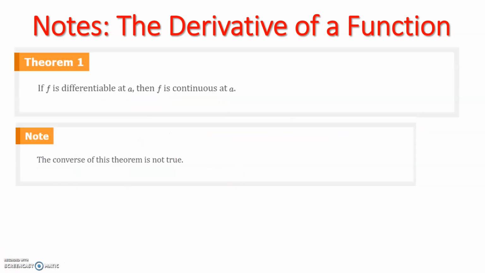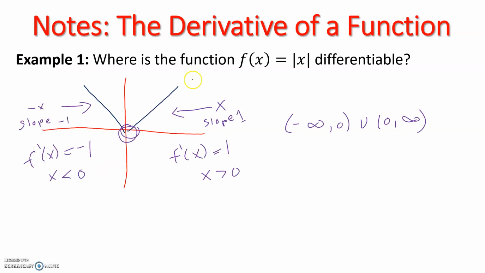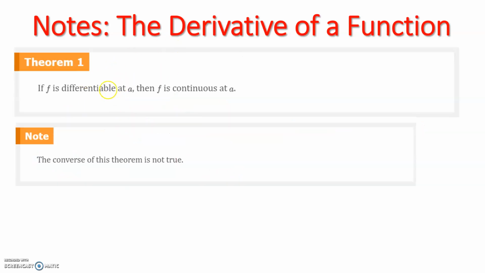All right, let's introduce a theorem. If f is differentiable at a, then f is continuous at a. Remember, continuity suggests that the function's curve has no jumps, no holes, no gaps. Note the converse of the theorem is not true. So continuity does not imply differentiability. As in the example on the previous page, this function was continuous. There was no hole at 0, but it was not differentiable. Okay? But if it is differentiable, then it must be continuous.